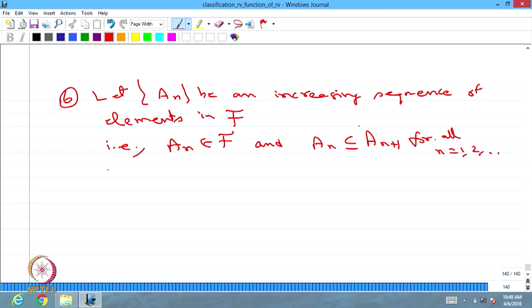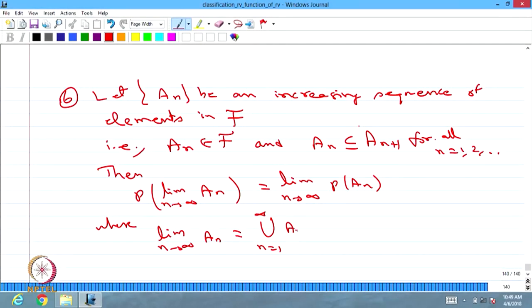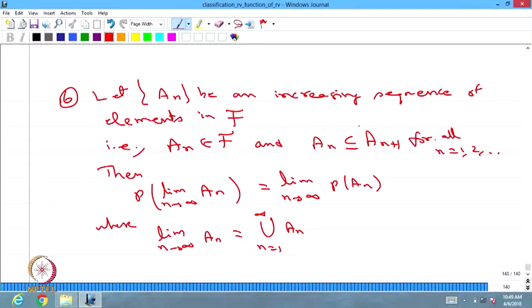Then what the result says: the P of limit n tends to infinity A_n is the same as the limit n tends to infinity P of A_n, where the limit of A_n is nothing but, since the A_n are an increasing sequence of elements, the union of n equal to 1 to infinity A_n. Similarly, one can go for a sequence of elements which are decreasing.